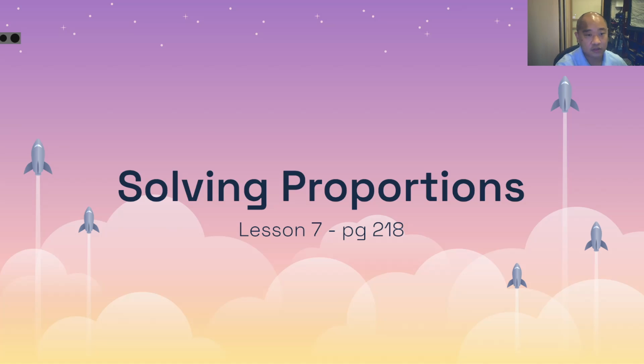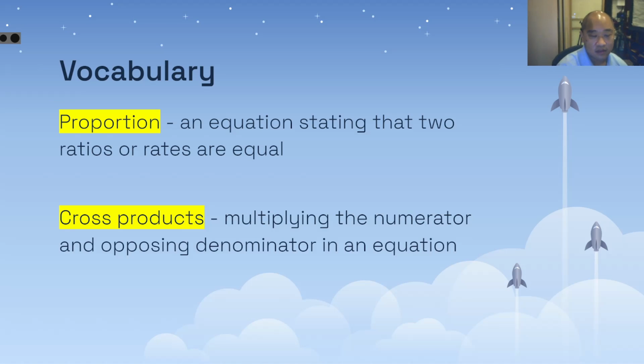Today, we're talking about proportional or solving proportions. Lesson 7, page 218. First vocabulary word, proportion. We've been talking about proportional relationships. So we just take the AL off of proportional and we get proportion.